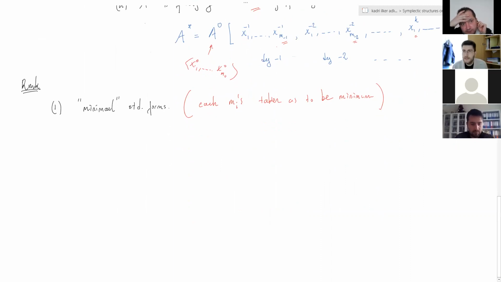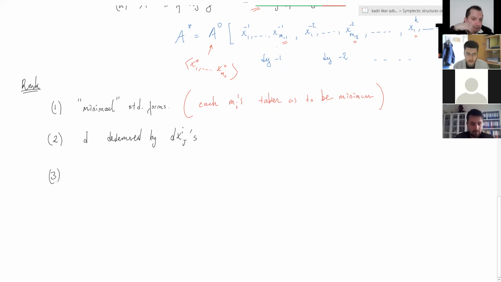So what else? Let me just continue. Of course, this differential D is now determined by the action of D on each x_ij, okay? When you determine this, you can define D itself, right? And also we can define a new notion of dimension. It's called the virtual dimension of A dot, which is just the alternating sum, as you may guess, of each of these m_i's.